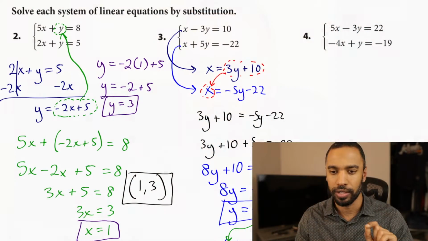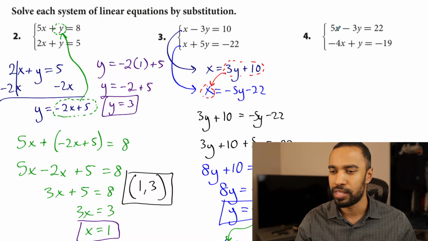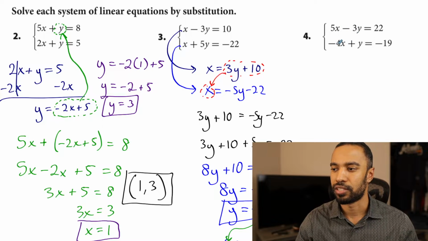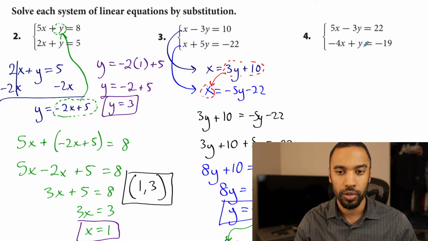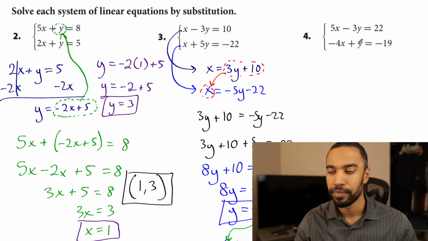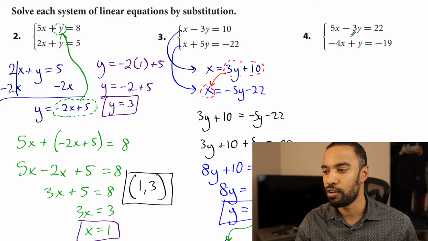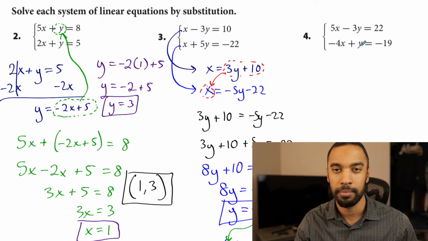In the last 2 problems that I did, the y's were by themselves on number 2, or there was a 1y, and there were 1 x's on number 3, and now on number 4, it doesn't seem to be exactly that. Let's take a look again. This x is multiplied by 5, this y is multiplied by negative 3, this x is negative 4, and this y here looks pretty clean. I'm guessing, strategically, that the fastest way is to get this y by itself.